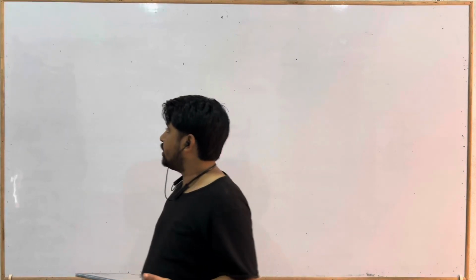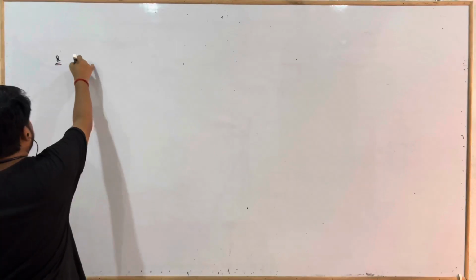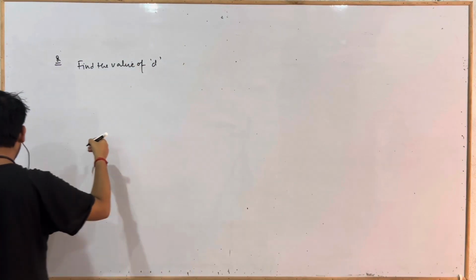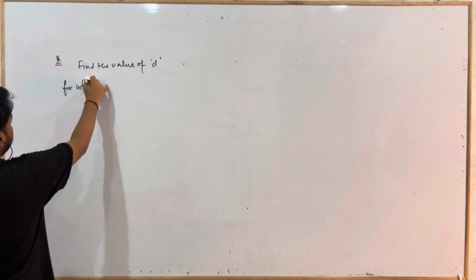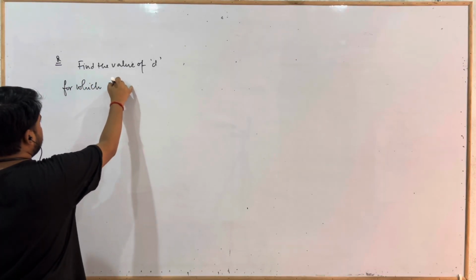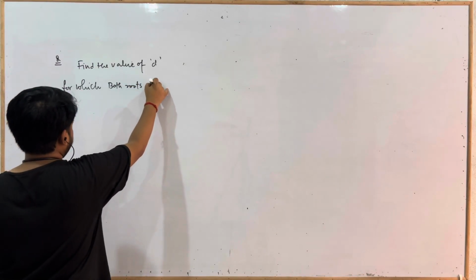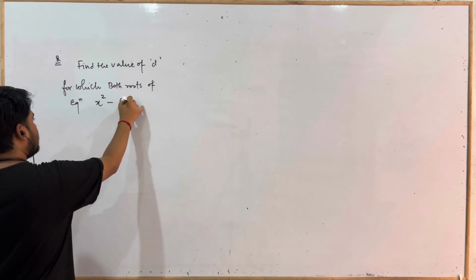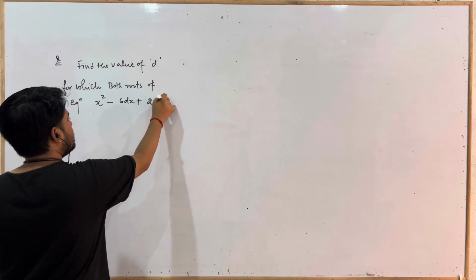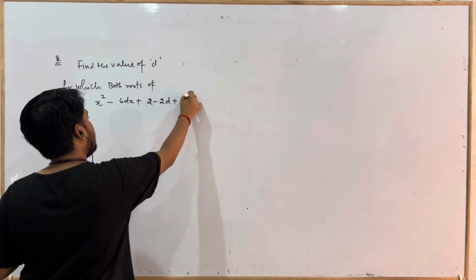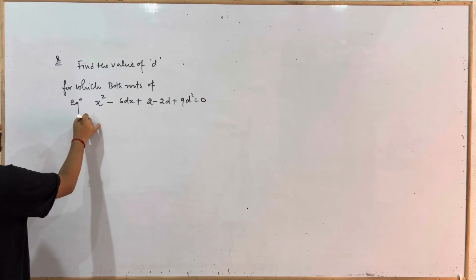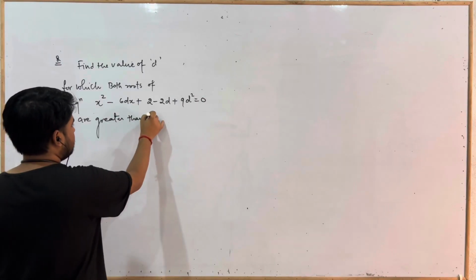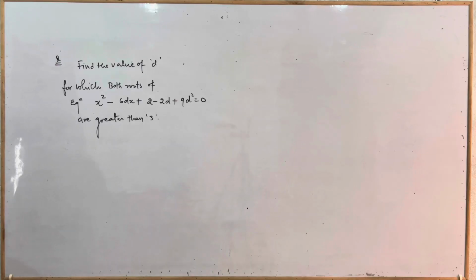Okay, so I am writing a question here. Find the value of d for which both roots of the equation x square minus 6dx plus 2 minus 2d plus 9d square equal to 0 are greater than 3. Okay, this is the question.